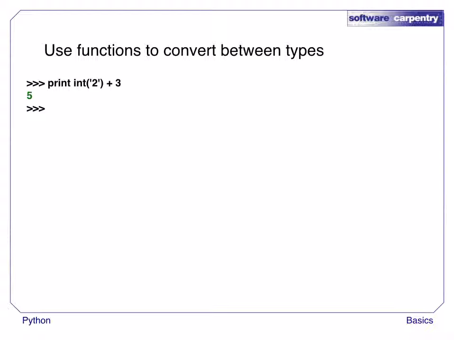Things like int. This function takes a string of digits and produces the corresponding number, whilst the function str turns a number, or almost anything else, into text.